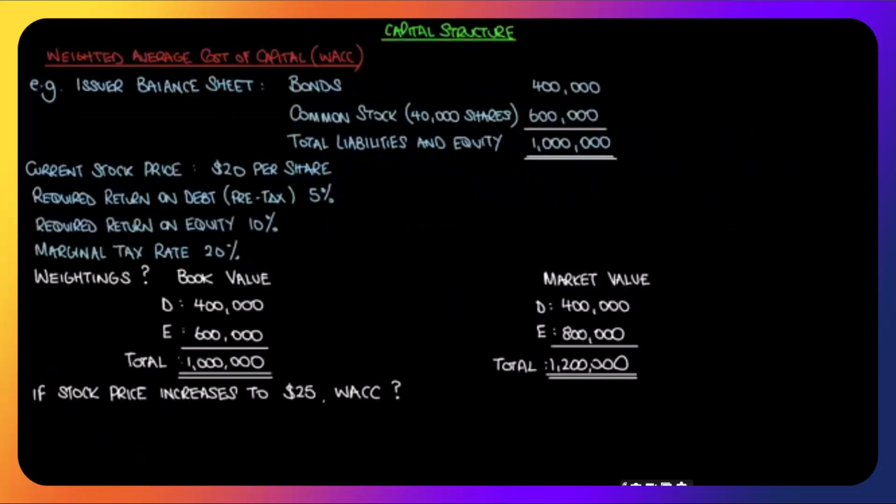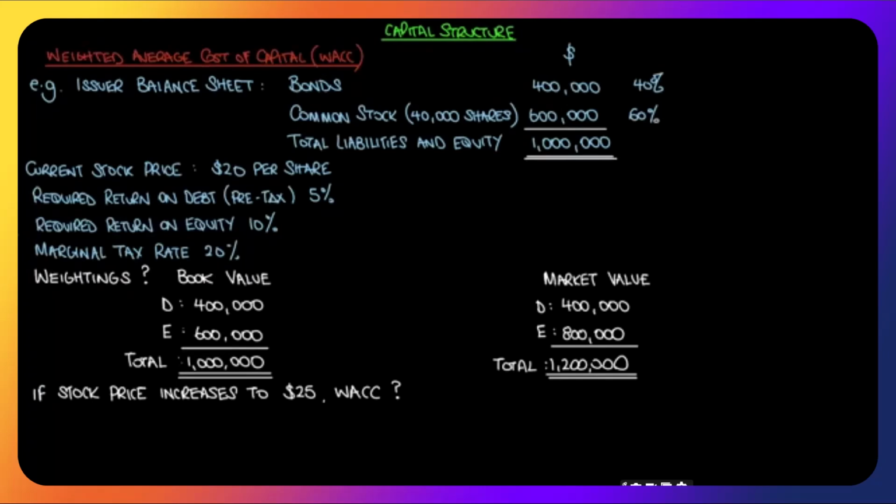And in that spirit, let's have a look at another one. We have an issuer's balance sheet here with $400,000 of bonds. Common stock, 40,000 shares. That's the number of shares to give 600,000. This is in dollars. That gives total liabilities and equity of 1 million. So again, that's a fairly simple 40%, 60%. Current stock price is $20 per share.